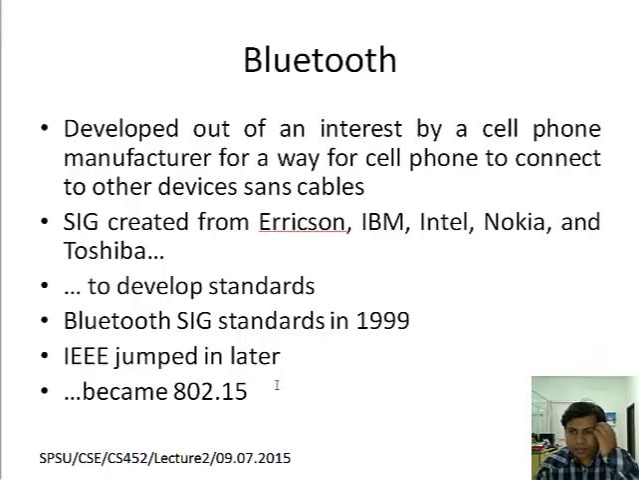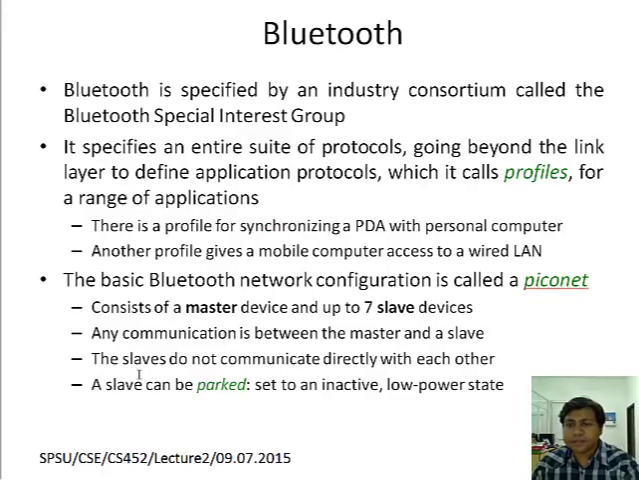Now this is the basics of Bluetooth, and we have already talked about the creation of the Bluetooth architecture. It got some development standards, and this SIG was initially created by Ericsson, IBM, Intel, Nokia and Toshiba. In the year 1999 Bluetooth was started, and then IEEE gave a standard notification, IEEE 802.15. So Bluetooth is basically a LAN standard which talks about PAN, personal area network. Bluetooth has its own special interest group, the Bluetooth SIG, which defines all those profiles and other things.